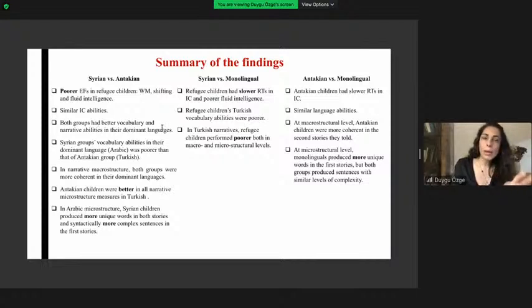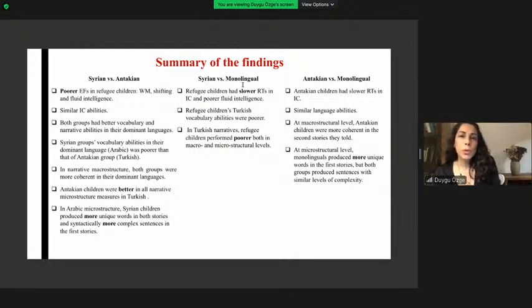They had better vocabulary and narrative abilities in their dominant language. And the Syrian group's vocabulary abilities in their dominant language were poorer than that of the Antakyan group, as we discussed. In narrative macrostructures, they were similar with respect to their dominant language. Antakyan children were better in all narrative microstructure measures in Turkish. And in Arabic microstructure, Syrian children produced more unique words and syntactically more complex sentences in the first studies compared to Antakyan children. So Syrian children were better than Antakyan children in Arabic narrative microstructure.